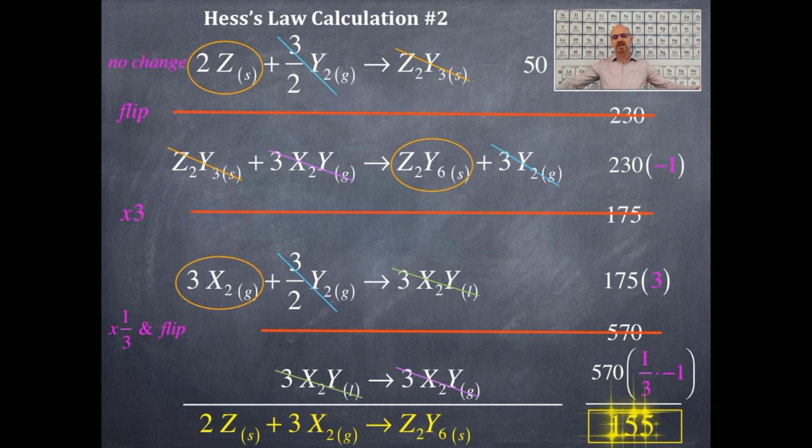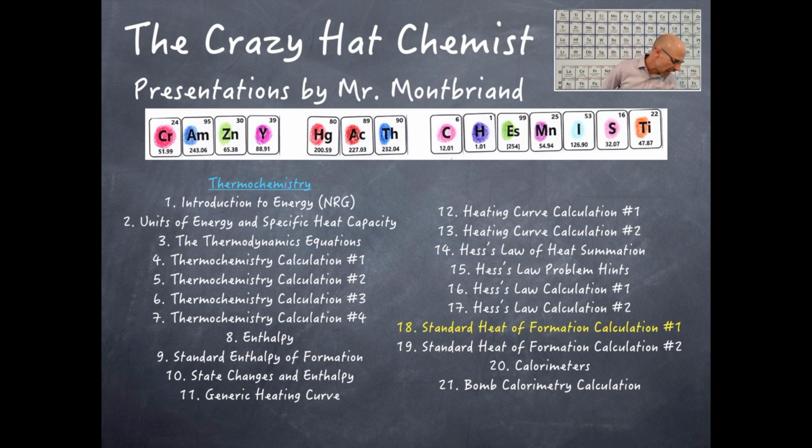Now, I'm going to be able to do the multiplication and add up the numbers, and I'm going to get this fantastic number of 155. This number is positive. This is an endothermic reaction. This is Hess's law. This is the most difficult Hess's law that you will ever do. Maybe. Okay, so I hope you enjoyed that video.